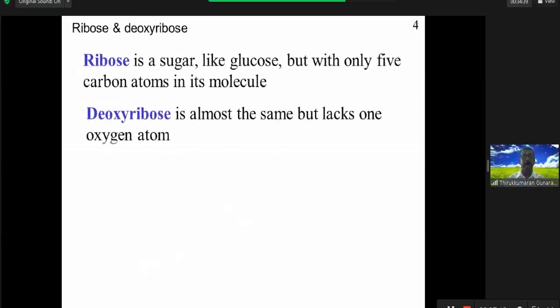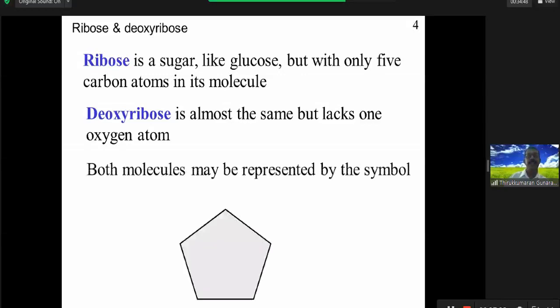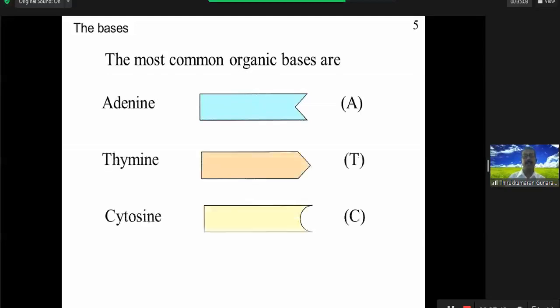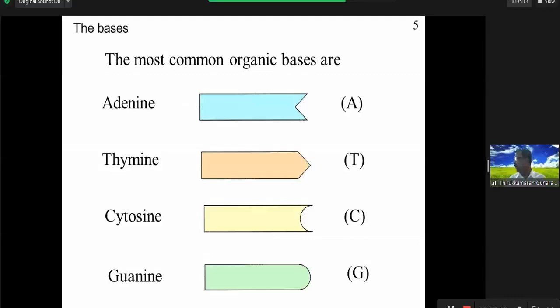Don't worry. Then ribose is a sugar like glucose, but with only 5 carbon atoms in its molecule. Deoxyribose is almost the same, but lacks one oxygen. Both molecules may be represented by the symbol. I think you have studied this symbol in organic chemistry, isn't it? Ribose and deoxyribose. The most common organic bases are adenine, thymine, cytosine, guanine. Later you will learn one by one.